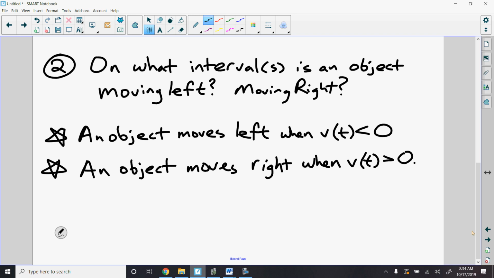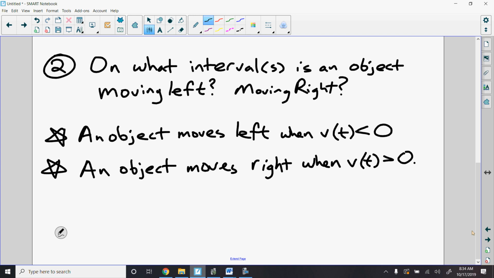Another thing to keep in mind here is this is if it's moving on the x-axis. If we're moving on the y-axis, you can replace the word left with down and the word right with up. Sometimes, too, we use cardinal directions for this. Usually east is positive, west is negative. But we'll see some examples with things like that.